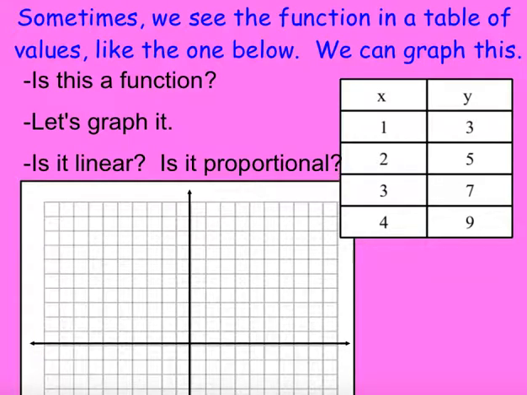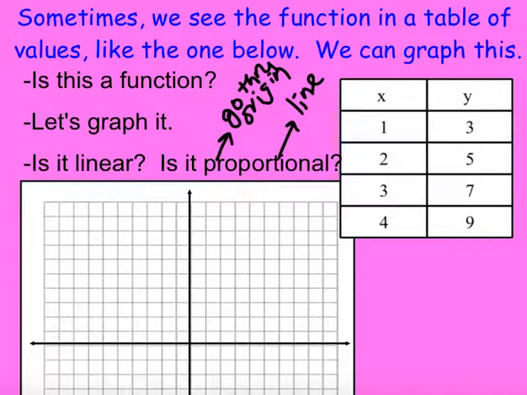So let's look at this one. We have information about x and y, 1, 2, 3, and 4 goes to 3, 5, 7, and 9. So, is this a function? And then we're going to graph it and see if it's linear and if it's proportional. Now, proportional, remember, has two different things that it needs. It needs to go through the origin, and it needs to be linear. It needs to be a straight line.